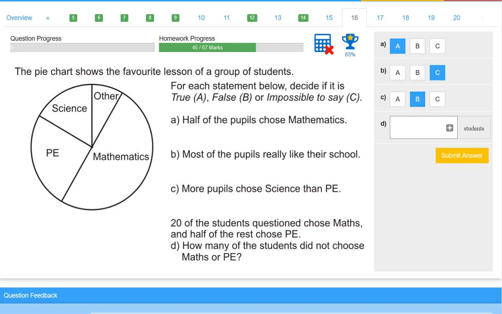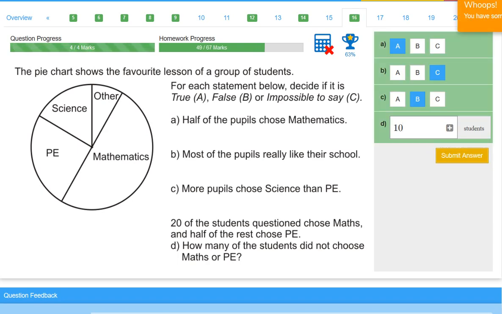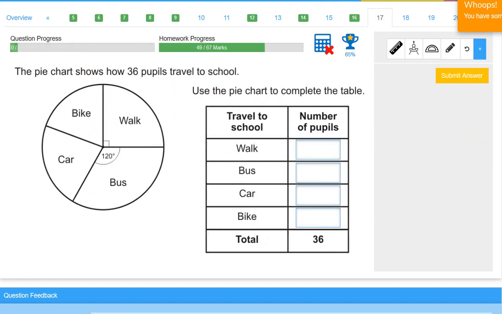And then 20 of the students chose maths. Now that suggests to me that if 20 of them chose maths, and that's half of everything, there must be 40 students in total. I'm told half of the rest chose PE. Well, half of 20 would be 10. So if maths is 20, PE is 10, then the rest must all be another 10, because 40 take away 30 gives me 10. And there we go. So 4 questions left.